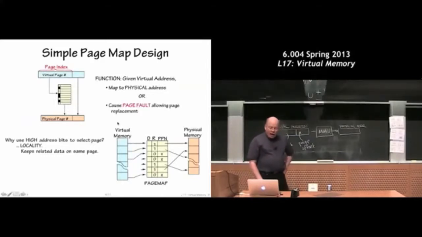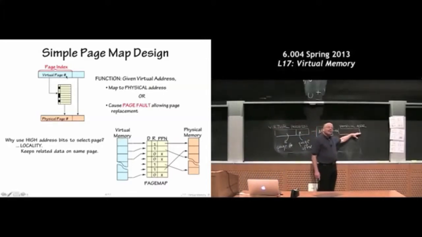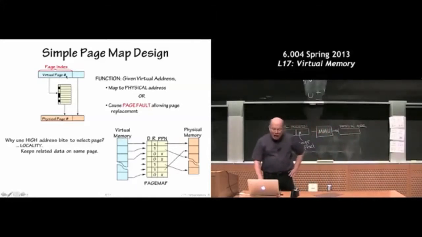So we have a very simple way of designing our memory management unit. It's a table, and you index the table using the virtual page number, and what comes out of the table is the physical address. Right? So it's just a table of physical addresses. How many entries are there in the page table?